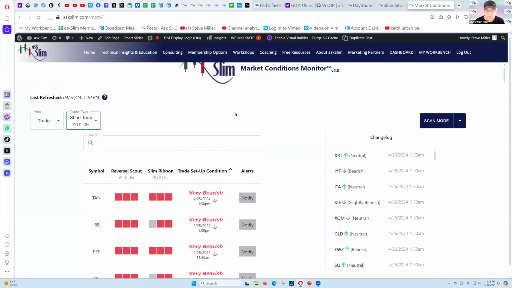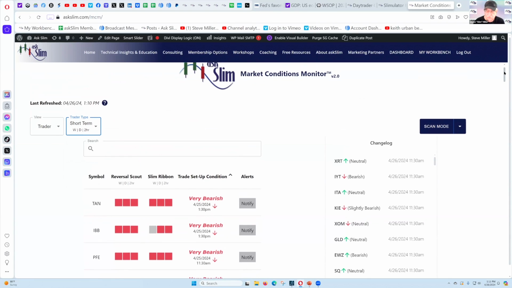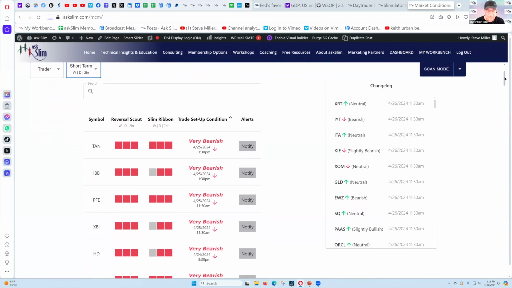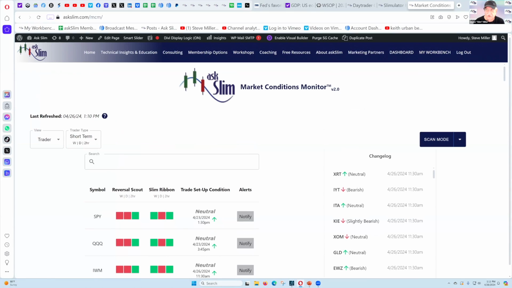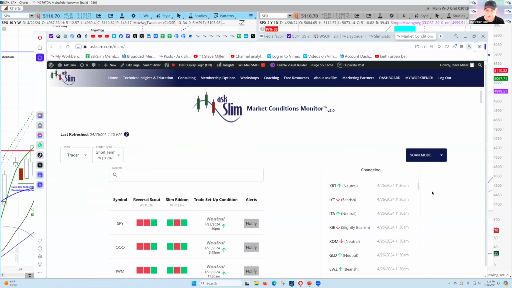I like to start in at the short-term because I'm kind of a swing trader and prefer to look at that one first, but I'm always looking at the intermediate and the short-term at the same time. So there's your indexes right there. That is a look at our amazing market condition monitor, a level 3 and 4 application that is just so important to have as you do your work.